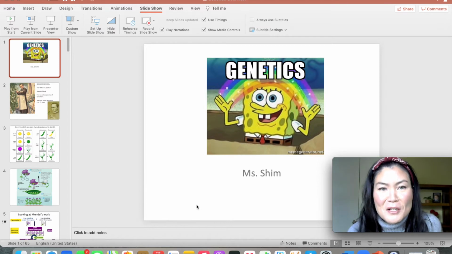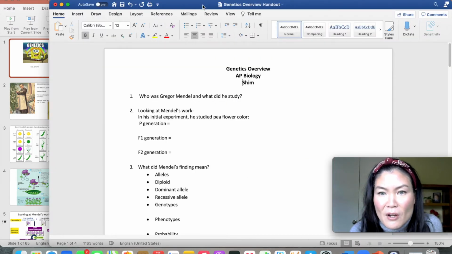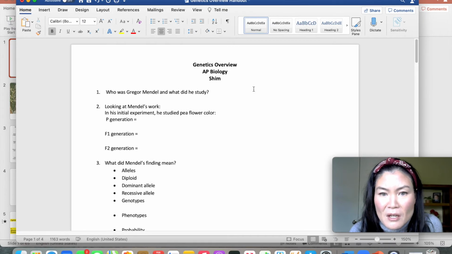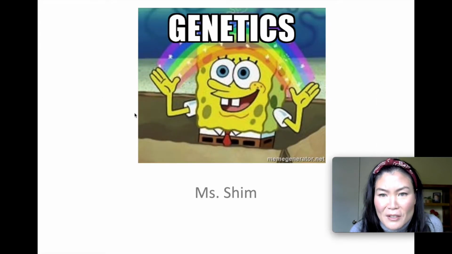Everybody! So today we're going to talk about genetics, which is chapter 14 in our AP Biology book. As I go through the PowerPoint, I would like for you to be taking notes on the note paper. This is what it's going to look like. It is this Word document that I put also in Schoology along with a copy of this PowerPoint. Okay, so let's get started.